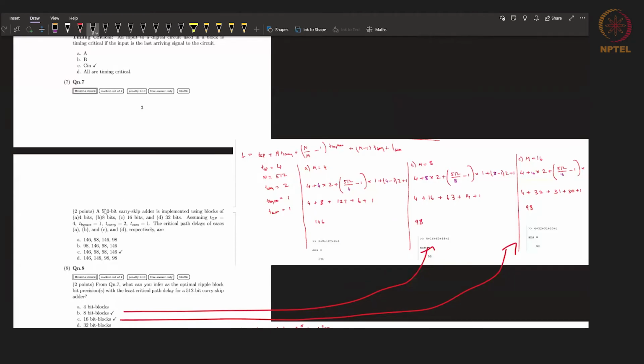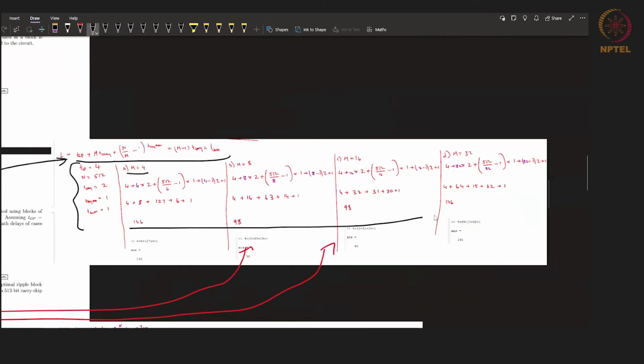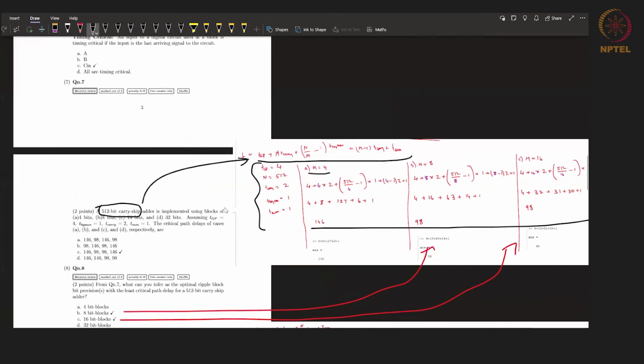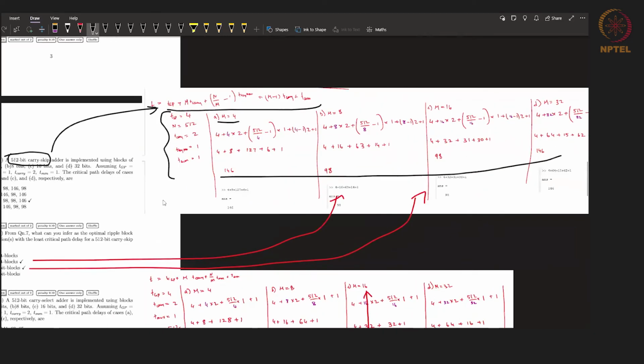So, you can go ahead and refer to the lecture for what is a carry skip adder. And the formula for calculating the carry skip adder's delay is given by this formula, right? So you can go ahead and plug in the values for N, M, and all the parameters that are given here, and you will notice that you will end up with this as your answer, right? So I'll just give a minute for you guys to look at the working here for A, B, C, D. Yeah. So 146, 98, 98, and 146 is the answer, right?